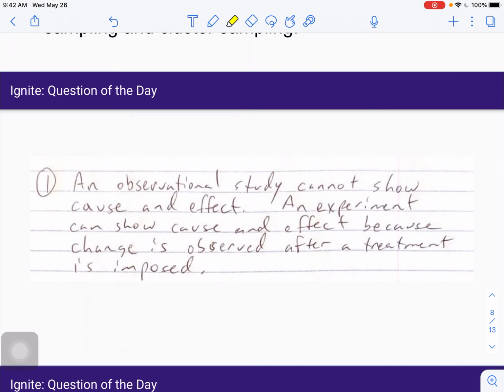Whereas in an experiment, you definitely are trying to influence the response. So you can show cause and effect, or causation, with a well-designed comparative experiment. All right, that's number one. Hopefully you got that right.